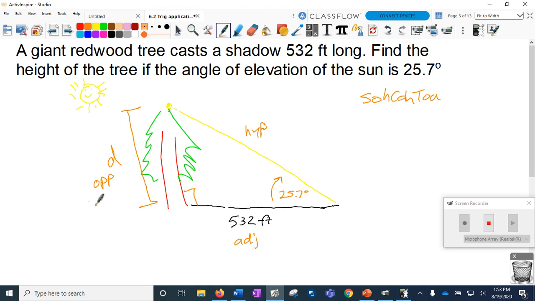We want the opposite. They gave us the adjacent. Opposite and adjacent is tangent. Tangent of 25.7 degrees equals opposite D over 532. And again, if we want D by itself, we have to undo division using multiplication.